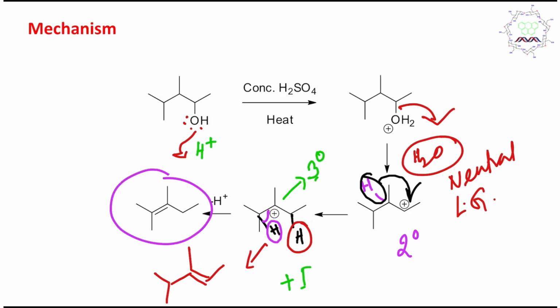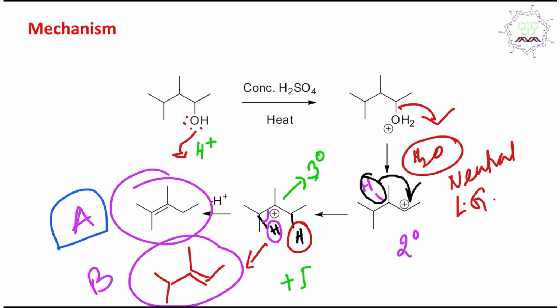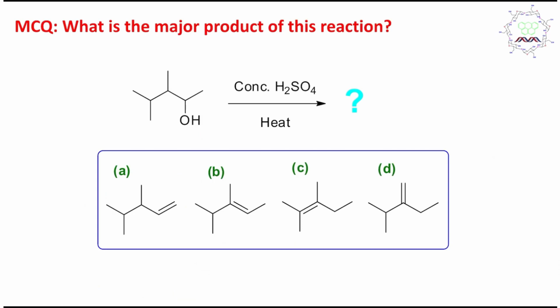Now if you compare this versus this, for example A versus B, I can say that A is more stable because it is more substituted. Okay, so A is more stable, so in this way I can say this is the product. So in this case, what is the major product? Obviously C is the major product.